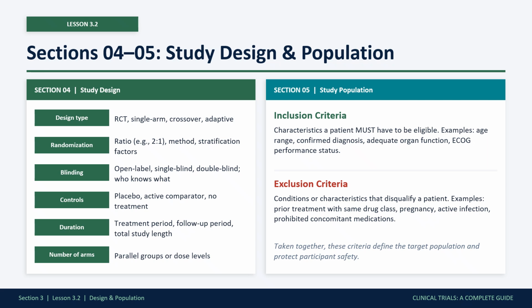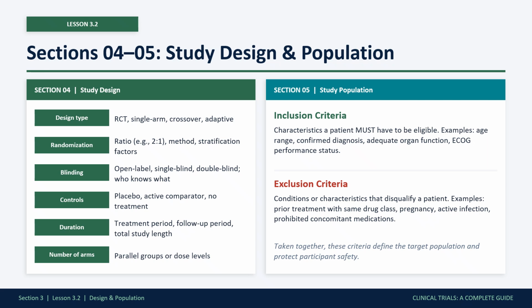Section 5 defines the study population through inclusion and exclusion criteria. The inclusion criteria are the characteristics a patient must have to be eligible, things like age range, confirmed diagnosis, adequate organ function, appropriate performance status. The exclusion criteria are conditions or characteristics that disqualify a patient: prior treatment with the same drug class, active infection, pregnancy, prohibited medications. Together, these criteria define the exact population in which the drug will be studied.